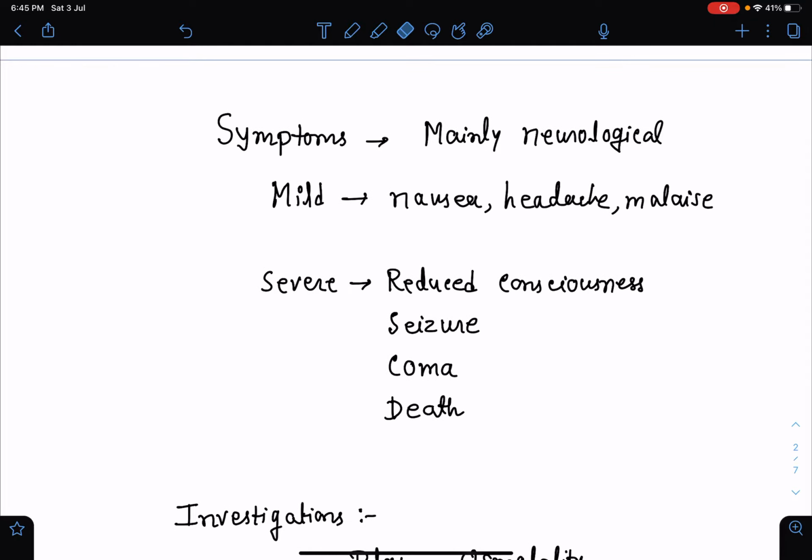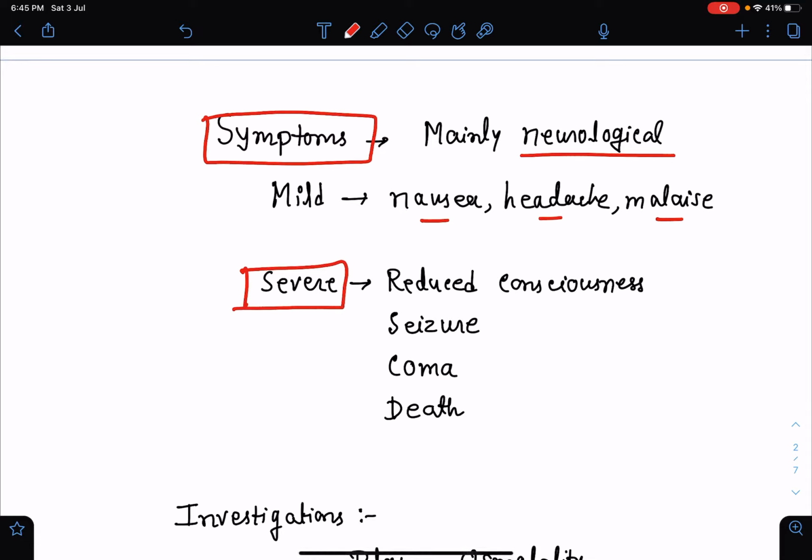If we talk about the symptoms of hyponatremia, they are mainly neurological. The patient may present with mild symptoms such as nausea, headache, malaise, body ache, or with severe symptoms like reduced level of consciousness, severe headache, seizure, and coma, and the patient may even die due to severe hyponatremia.